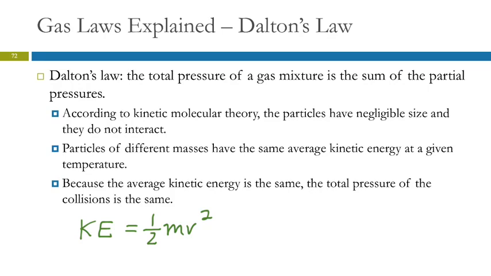Because the average kinetic energy is the same, the total pressure of the collisions is the same. So it doesn't matter what the gas is. When we look at this mixture of gases, each gas is going to exert a pressure that's dependent on the volume and the temperature and the number of particles, not on their size. And so that's why the total pressure is the sum of the pressure from each gas.